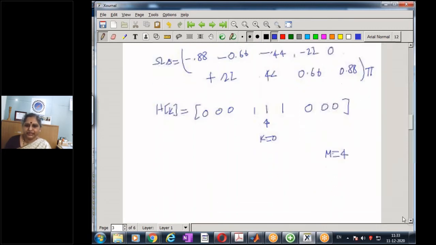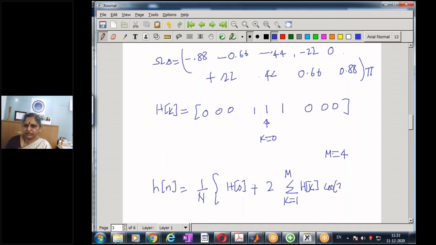Now given this, let us try to get h of n using the expression that we have just derived. And what is the expression? It is given by 1 by N, and then h of 0 plus 2 sigma k equal to 1 to m h of k cos 2 pi nk by N.